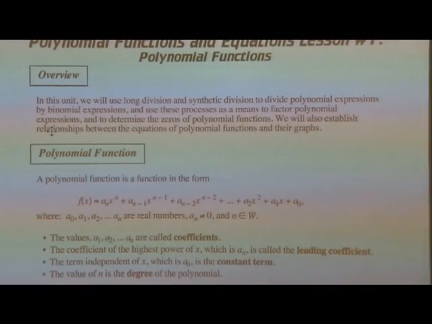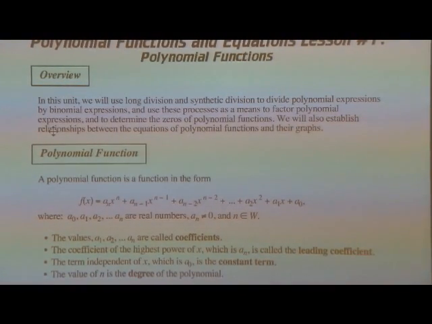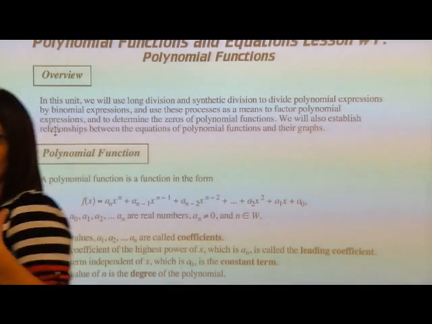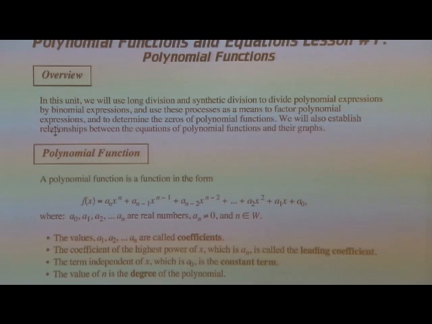So chapter 5, polynomial functions. What we're going to look at in this chapter is we're going to divide polynomial functions as a means to factor a polynomial expression. And if we can factor a polynomial expression, we can then find the zeros of that polynomial function. So when we're talking about polynomial function, we're talking about to the power of 3 or to the power of 4, to the power of 5.